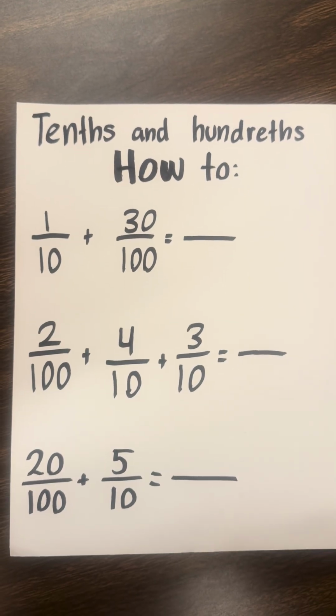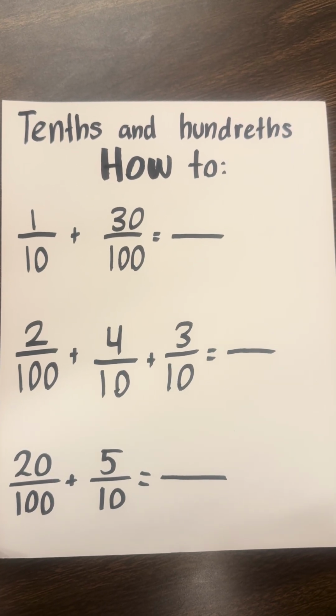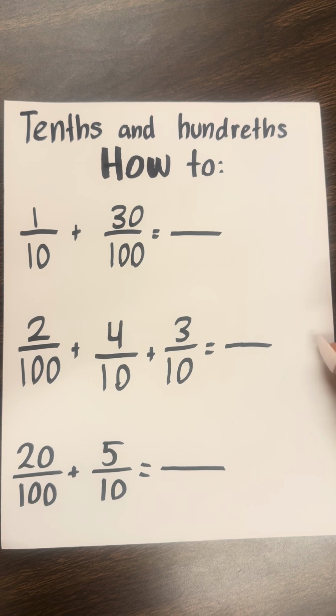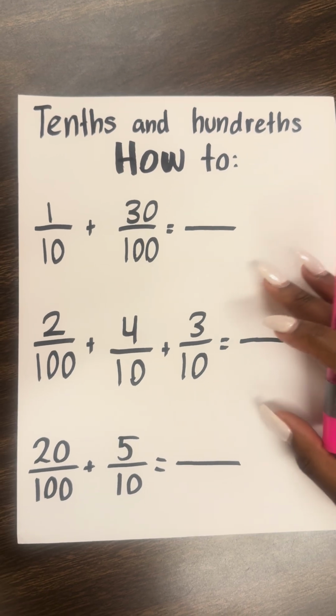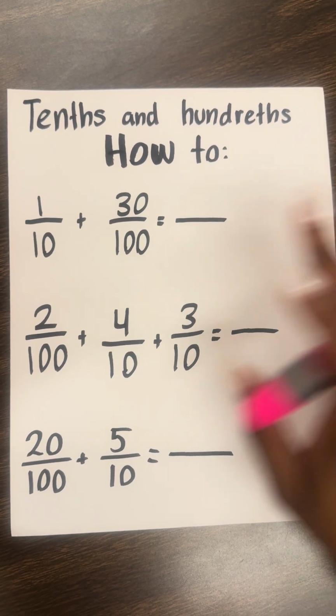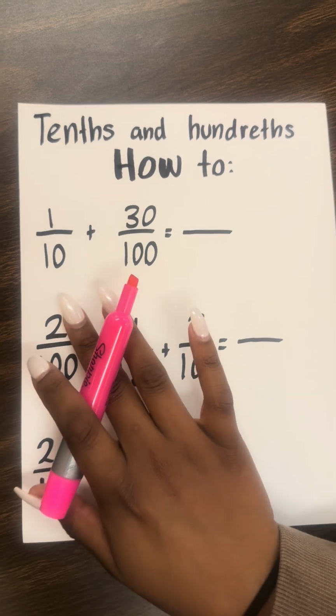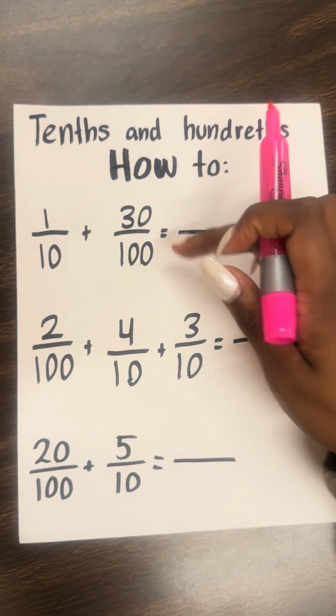Hi, fourth grade. Here is your how-to on tenths and hundredths. We're going to be working with these for the next few lessons as well as the next unit. So I want to really make sure you understand how to do this. First things first, we are adding 1/10 plus 30 hundredths.